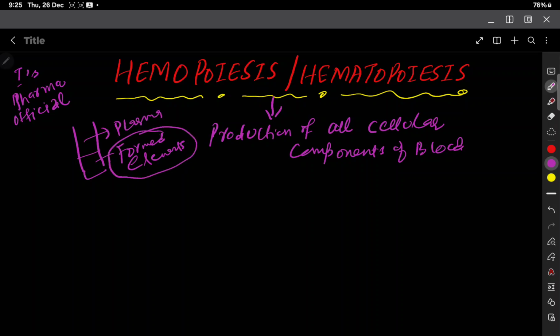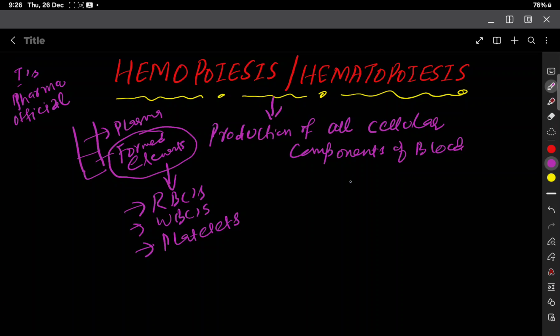Here we are discussing only the formed elements, the cellular components of the blood. Mainly there are three types of cells present in the blood: RBCs, WBCs, and blood platelets. So we will study the production of red blood cells, white blood cells, and platelets. How this production of the cellular components occurs in our blood is called hemopoiesis or hematopoiesis.